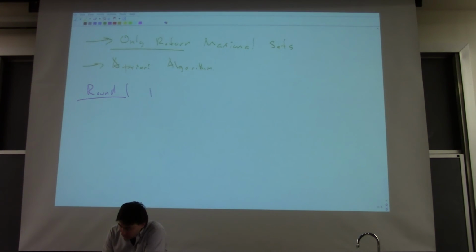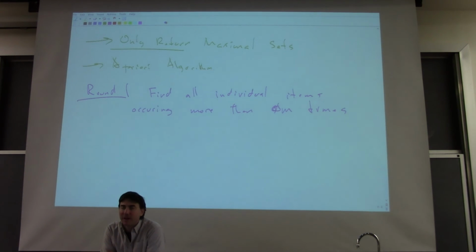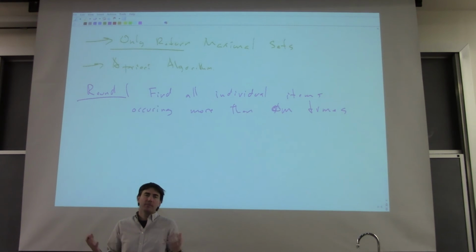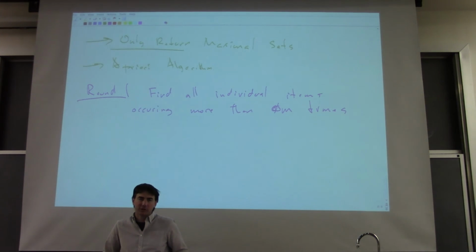So in round 1, we're going to find all individual items occurring more than phi m times. I'm going to just look for one item at a time, so I'm not going to worry about pairs of items. This is a much bigger search space, right? If there are n items, then there are roughly n squared pairs of items. So I don't want to try and keep track of all these initially.